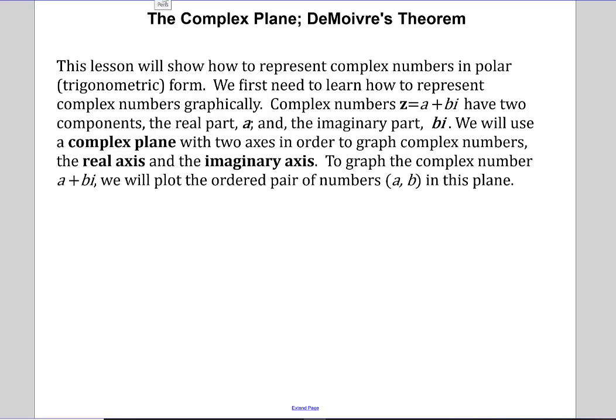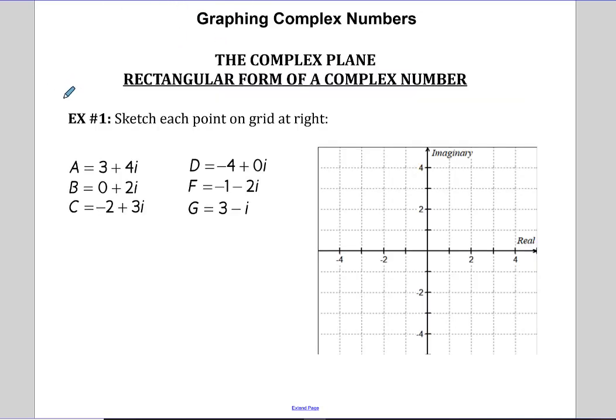that a complex number can be written in the form z equals a plus bi. The a part is the real number part, and the bi is the imaginary part. We'll use the complex plane with two axes in order to graph complex numbers, but the x-axis will now be our real axis, and the vertical axis, the y-axis, will be the imaginary axis. So they'll behave just like an ordered pair on a rectangular grid.